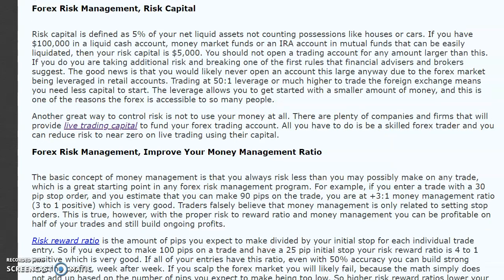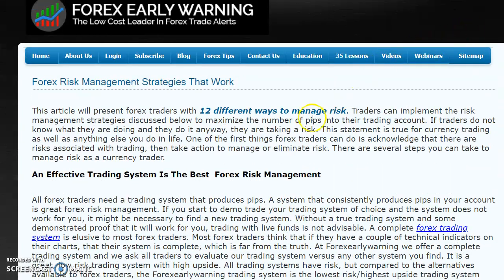So this is 12 different ways to manage risk. There's probably more ways that aren't even in this article. And this is in our beginner's course on the forexearlywarning.com website.